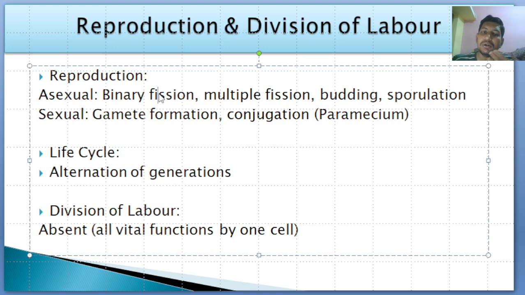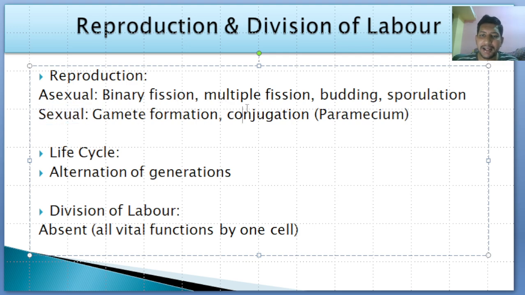Now coming to sexual reproduction. In the case of sexual reproduction, it takes place by the formation of gametes. Gametes, you know that the male gamete is called sperm and the female gamete is called egg. So eggs and sperms are formed.